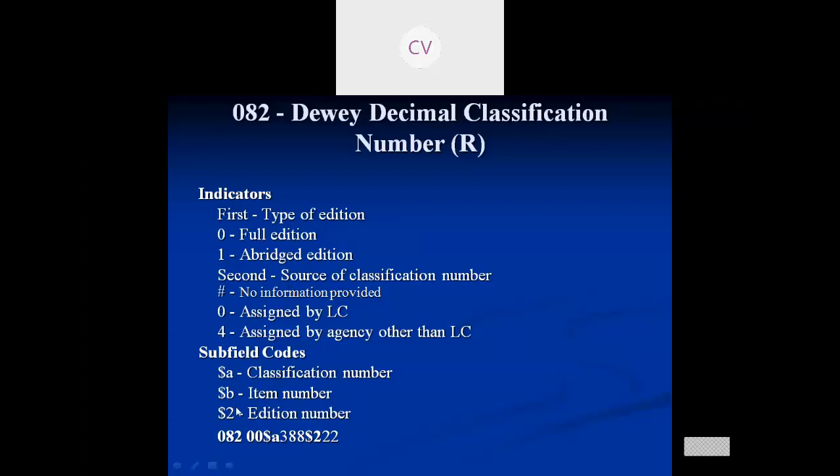So then let us come to the subfield codes. Here there are 3 subfields: one is the classification number, then the item number, then the edition number. In the example, 388 is the class number, that is the Dewey decimal class number for the item being described. Then the number is assigned from the 22nd edition. Similarly, you can use the item number. You may have a book number, like that you can use it.